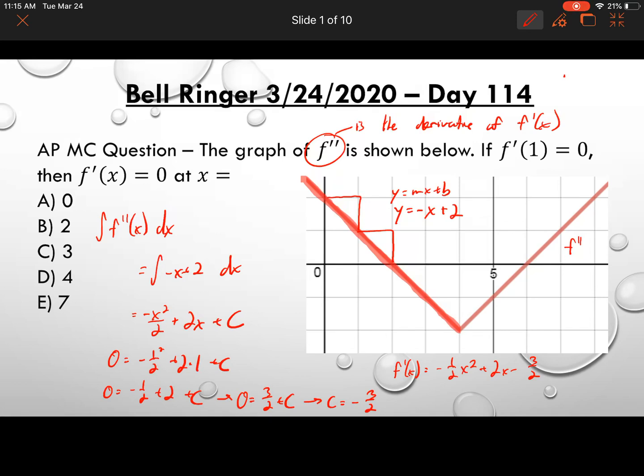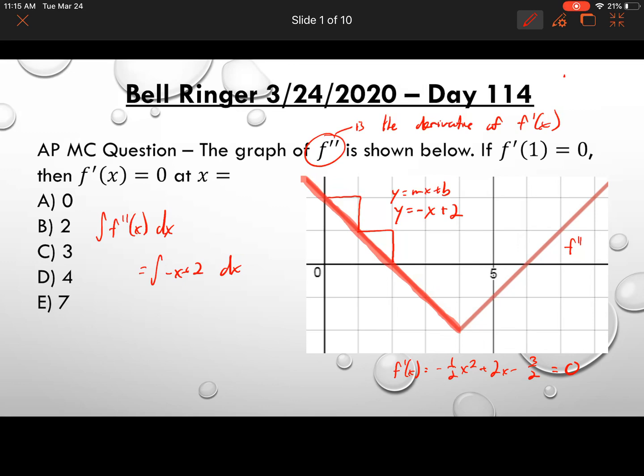Now we're told, when does this equal 0? When does this equal 0? Okay, so we're trying to figure out when this is equal to 0. So I'm going to erase some of these just so that we can have some room to solve this. Erase that, erase that. Okay. There we go. So we're trying to find when this is equal to 0.